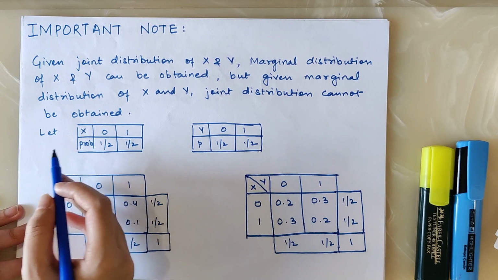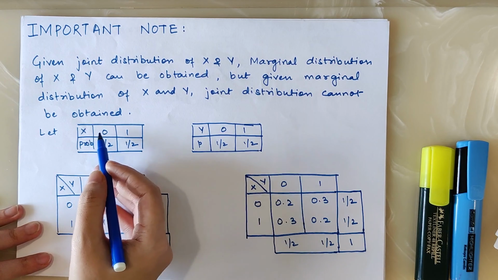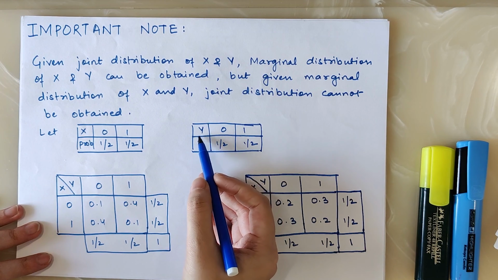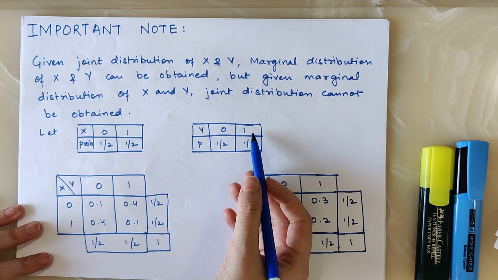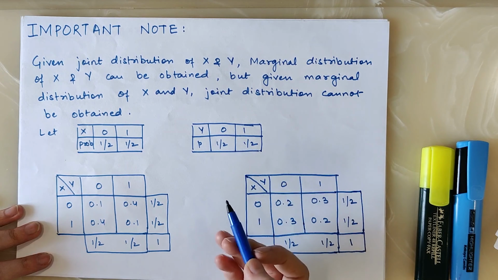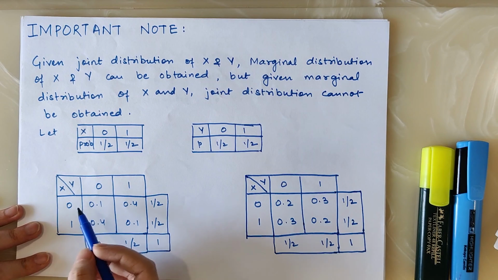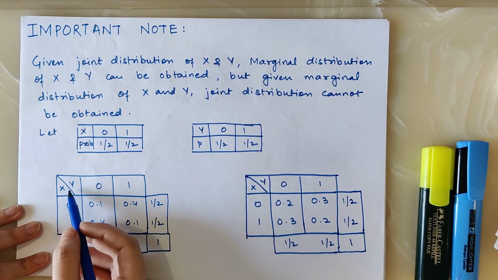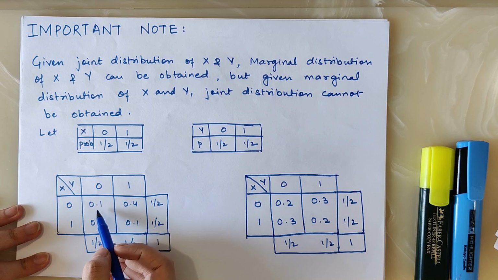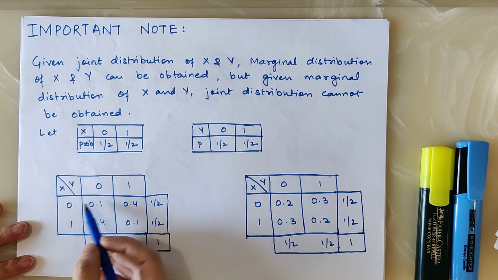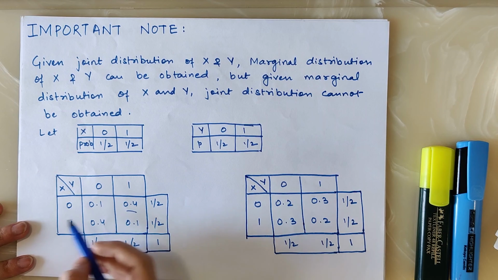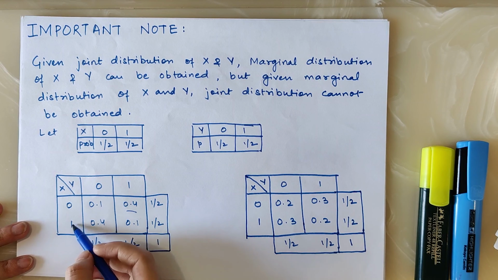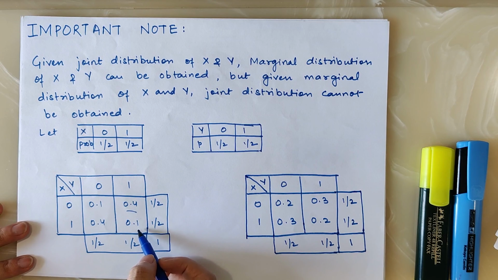Now let's say x is a random variable with values 0 and 1 with probabilities half and half. Now y is a random variable with values 0 and 1 with probabilities half and half. Now let's say we have this particular joint distribution in which x and y are both 0 with probability 0.1, x is 0 and y is 1 with probability 0.4, x is 1 and y is 0 with probability 0.4, and x is 1 and y is 1 with probability 0.1.